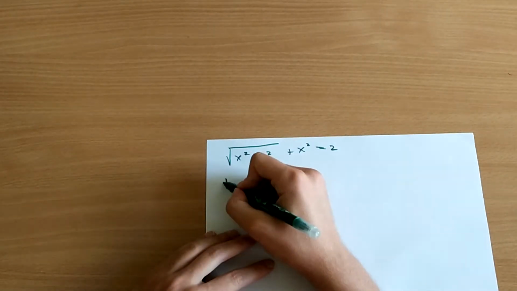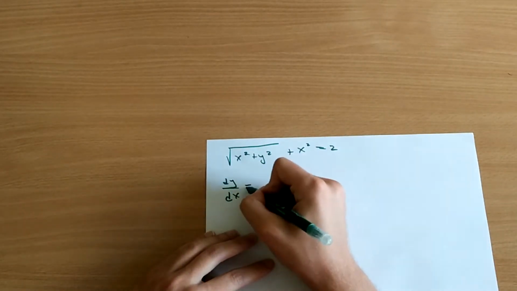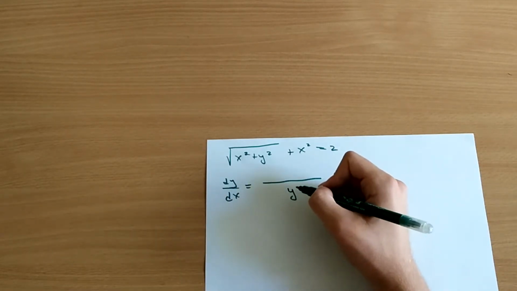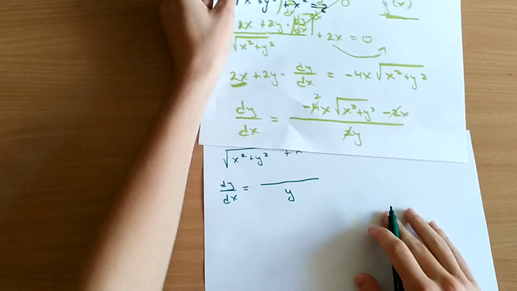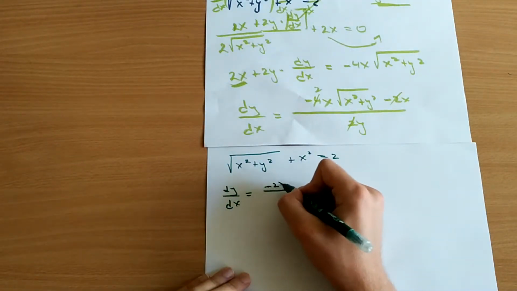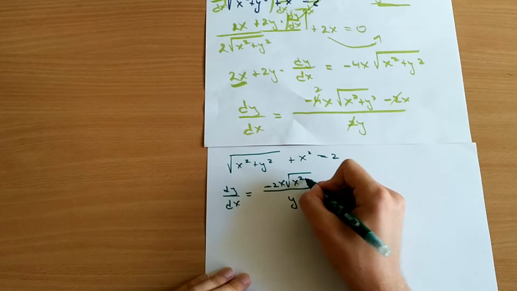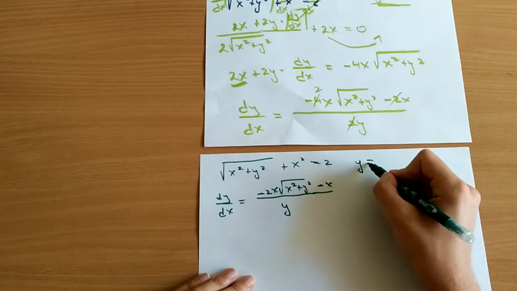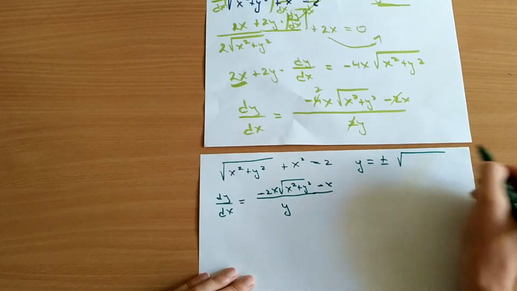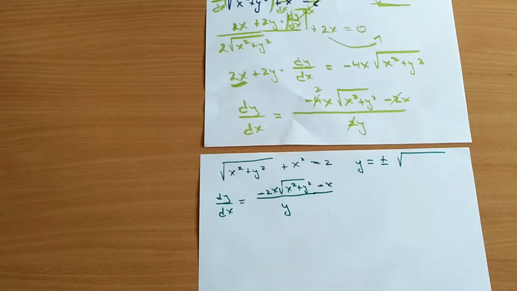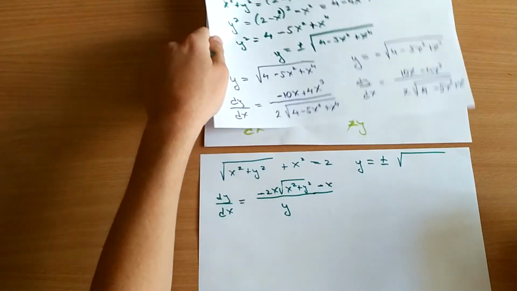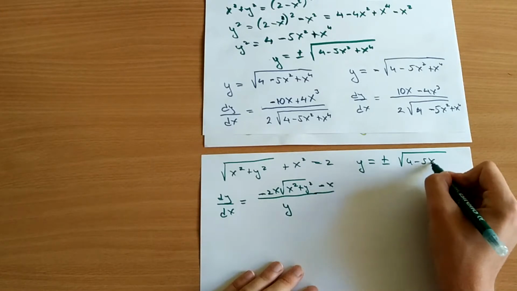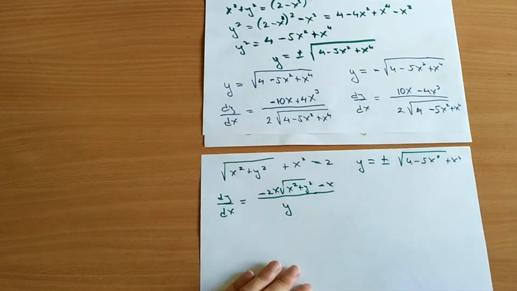And the derivative through implicit differentiation was equal to, over y, and in the numerator we had minus 2x times the square root of x squared plus y squared minus x. And here are the solutions of this equation: y is equal to plus minus the square root of 4 minus 5x squared plus x to the 4th power.